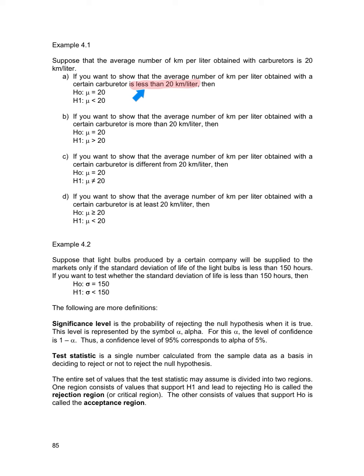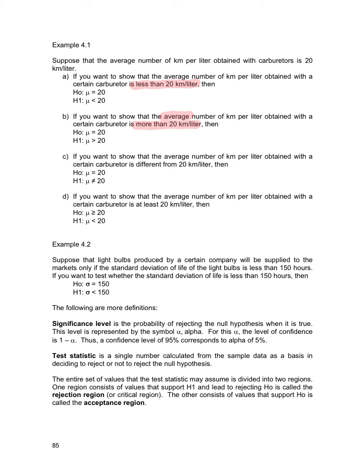So ikut statement ayat dia. Dia nak test apa? More than ke less than ke? So cara nak tulis H0 H1 dia macam ni. H0 mu equal to 20, H1 mu less than 20. So untuk H0 it always equal. Ingat tu ya. Okay, yang kedua. If you want to show that average number of kilometer per liter obtained with a certain carburetor is more than 20 kilometer per liter, then our H0 kita mu equals to 20, our H1 mu greater than 20.